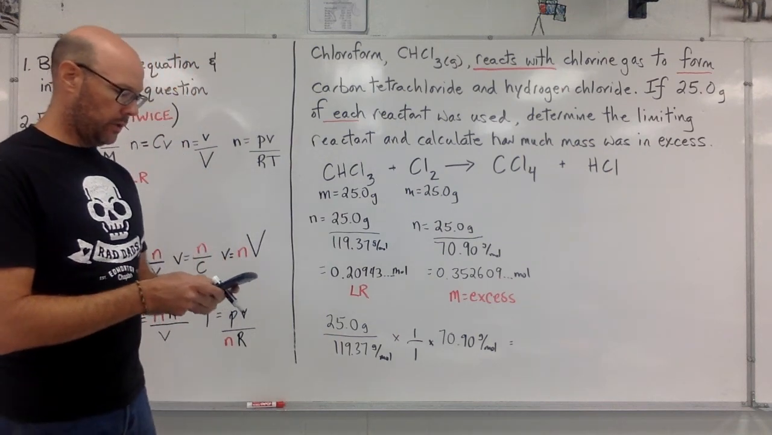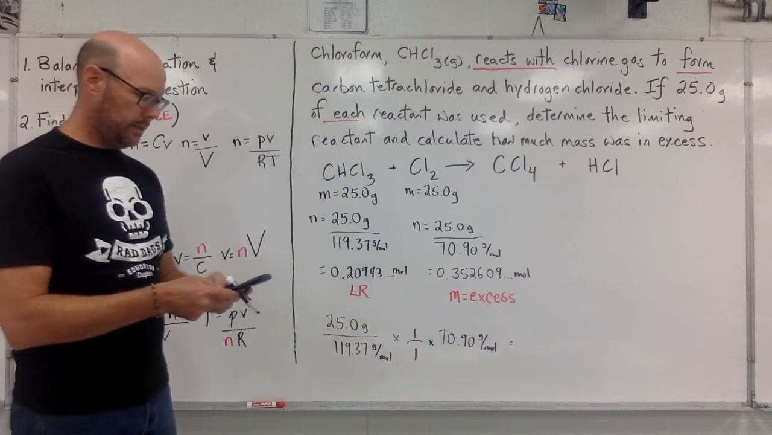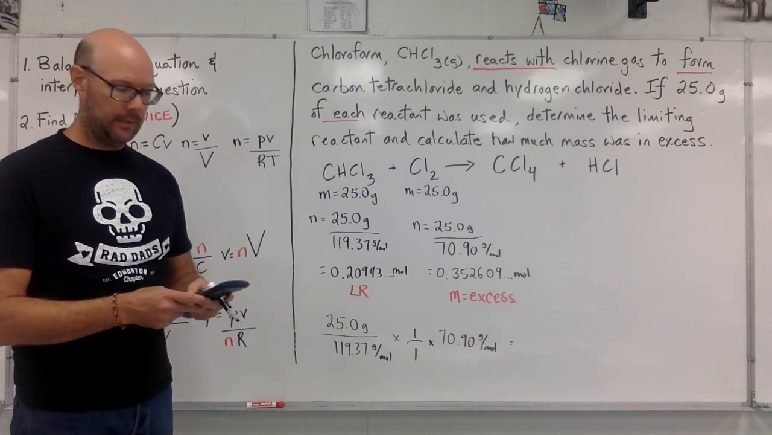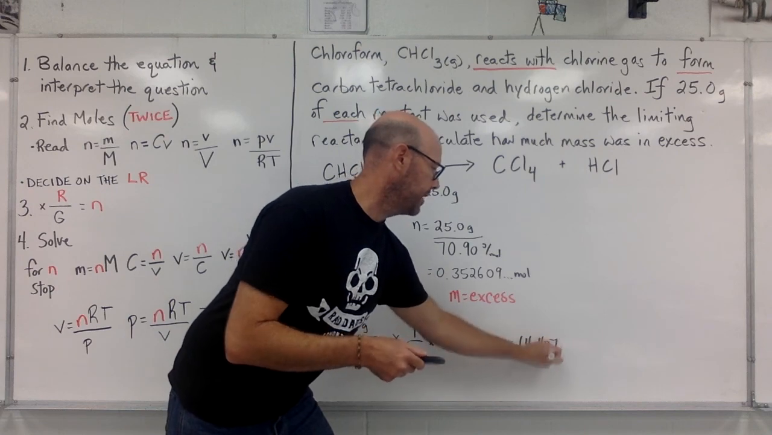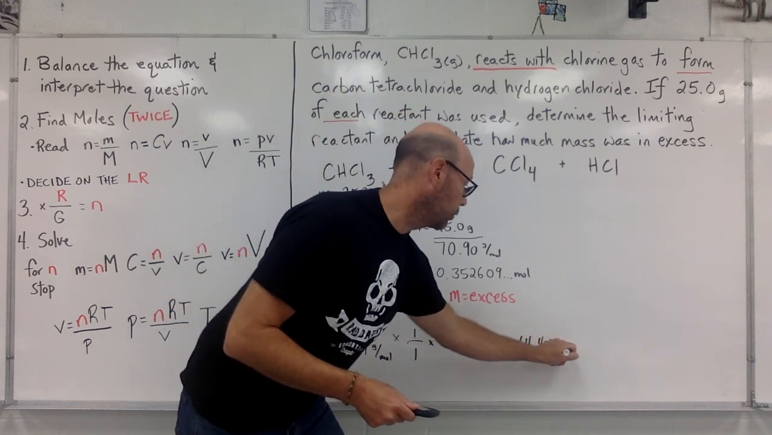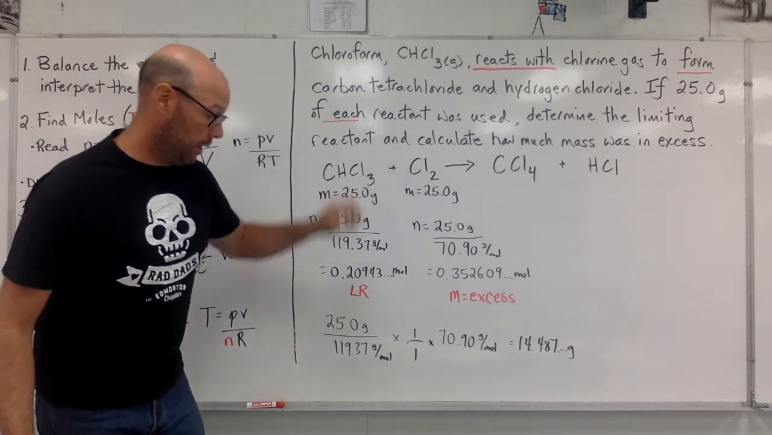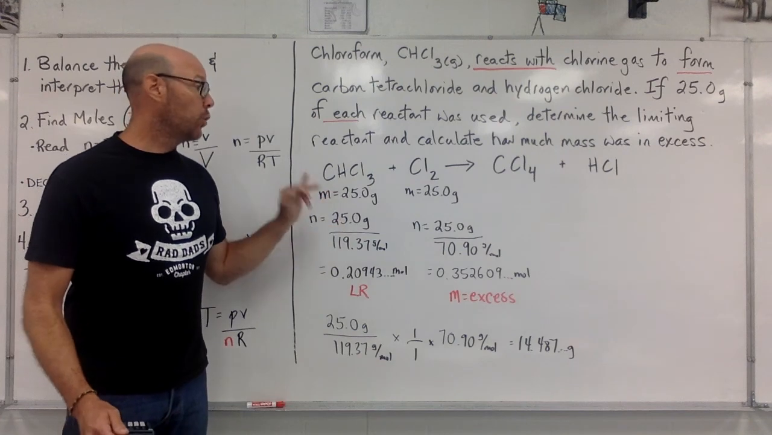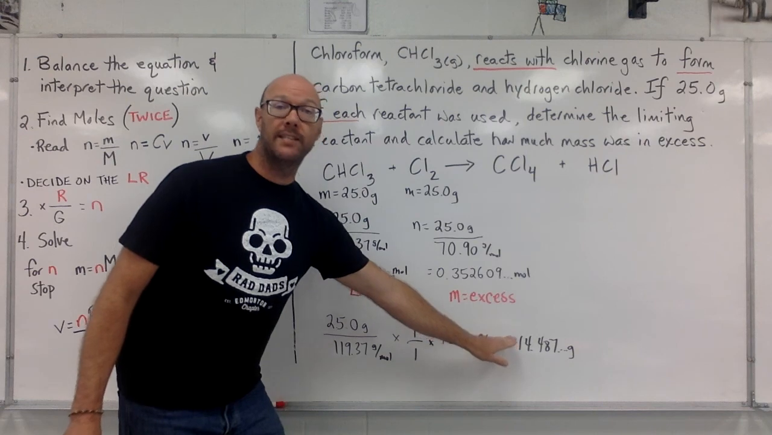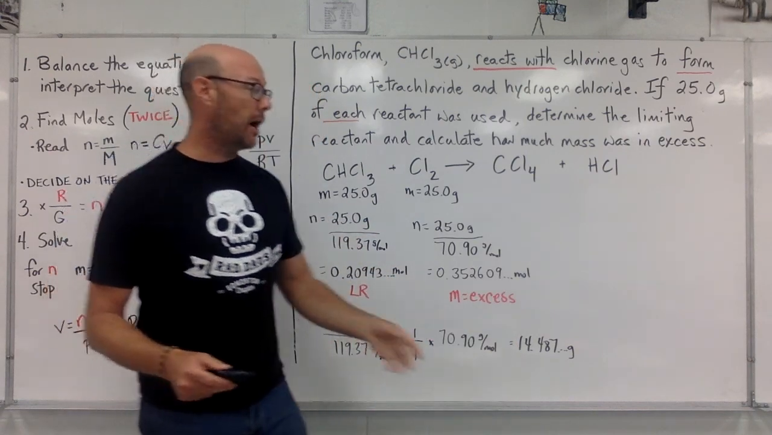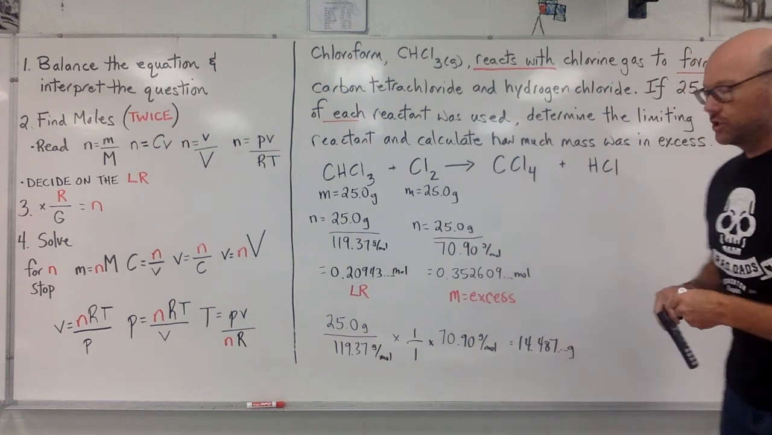We do this, 25 over 119.37 times 1 over 1 times 70.9. This is 14.487, etc., unrounded grams. Now we have one more step to go. The chlorine started at 25 grams. We just did a calculation that 14.487 grams reacted, got used up. So in order to determine the excess, we have a little bit of subtraction to do.